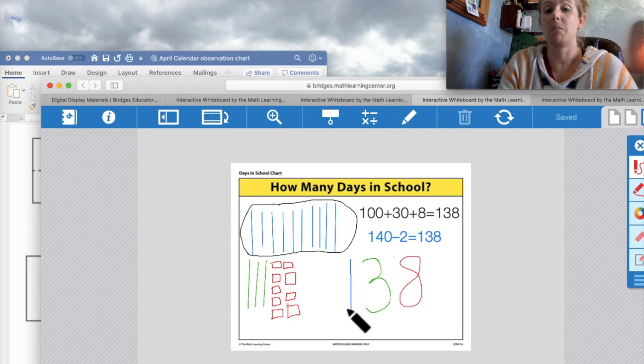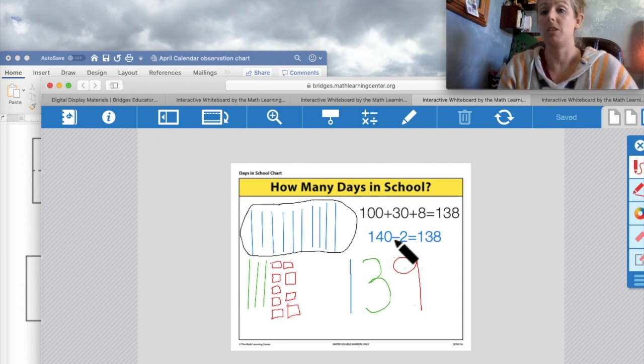So looking at our number over here, we need to change the 8 to a 9. So let's go ahead and erase our 8 and put in our 9. 139.